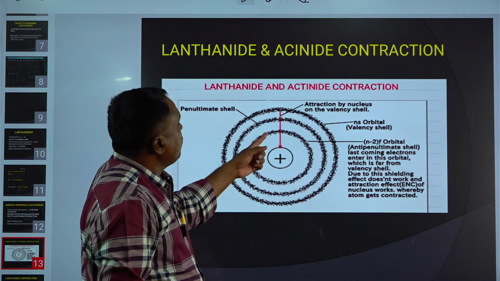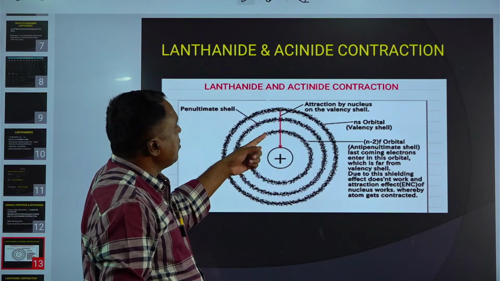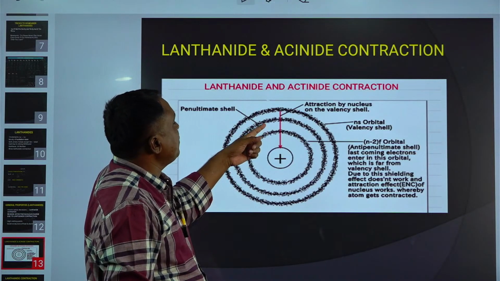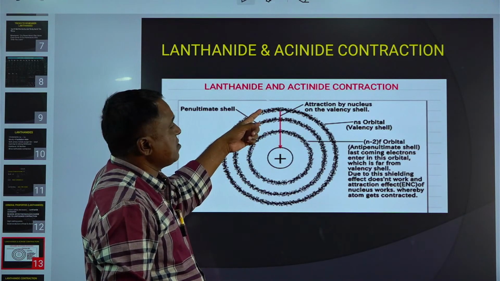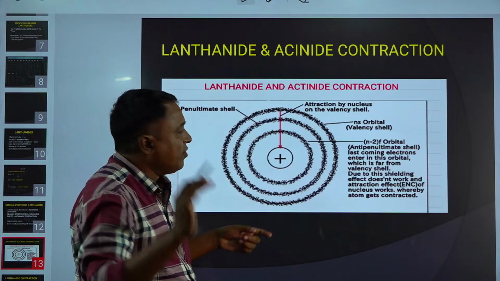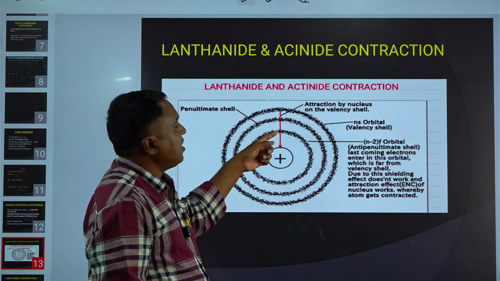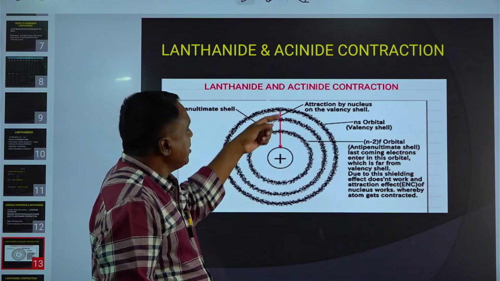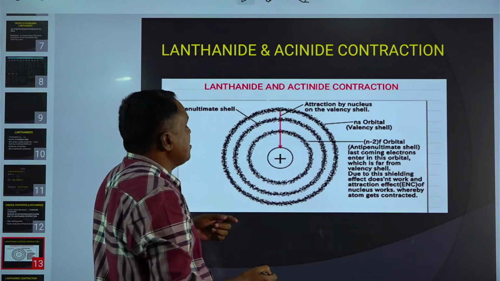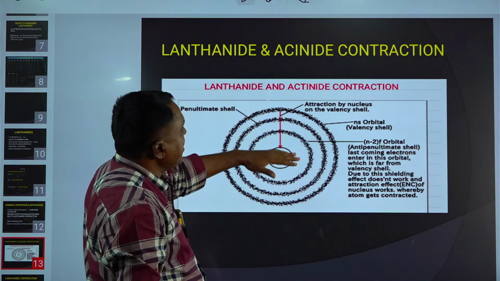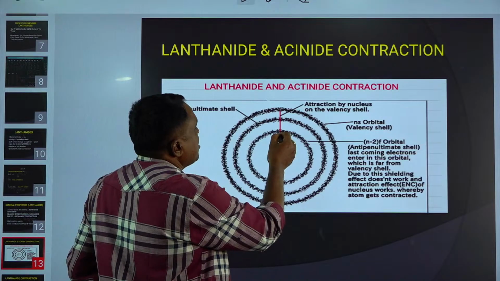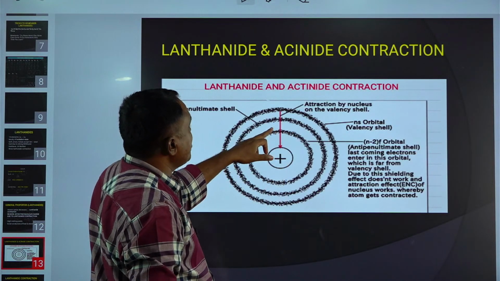So usually, lanthanide elements belong to the 4f series. Therefore, n is equal to 6. So this will be the 4f, this is the 5d, this is the 6s. Usually 4f orbitals have a poor shielding effect. That's why they cannot shield the outer electrons from the nucleus. Therefore, this positively charged nucleus attracts the outer electrons from the 6s, and the atomic radius decreases. This is due to the poor shielding effect of this n-2 f anti-penultimate shell.